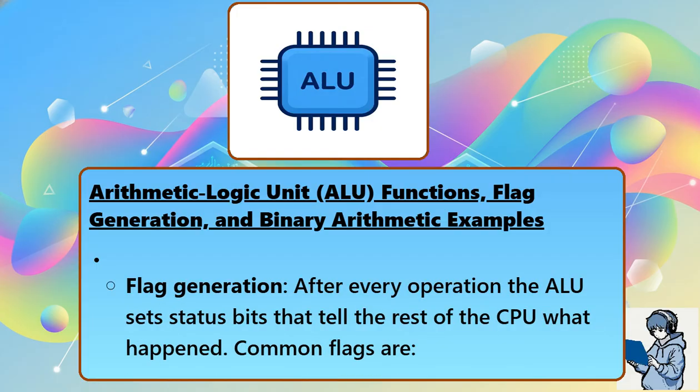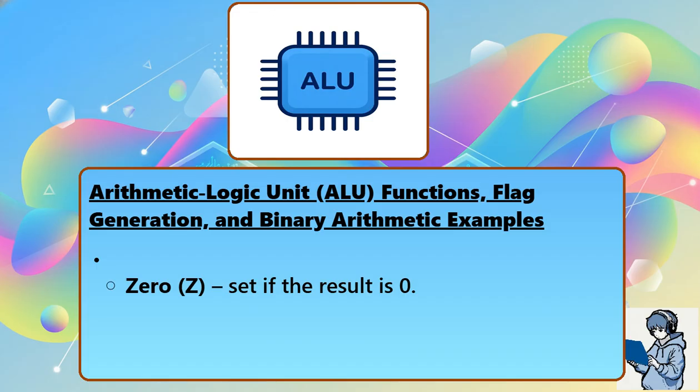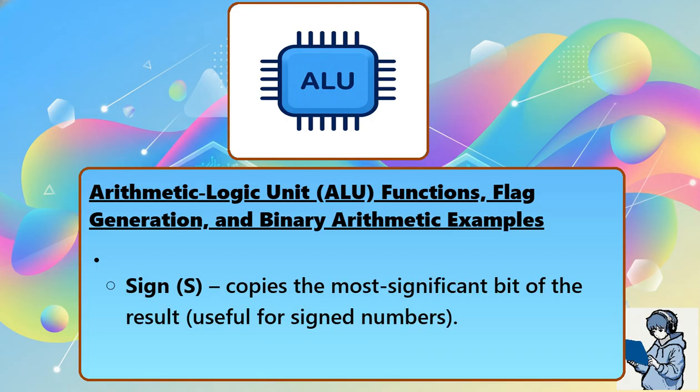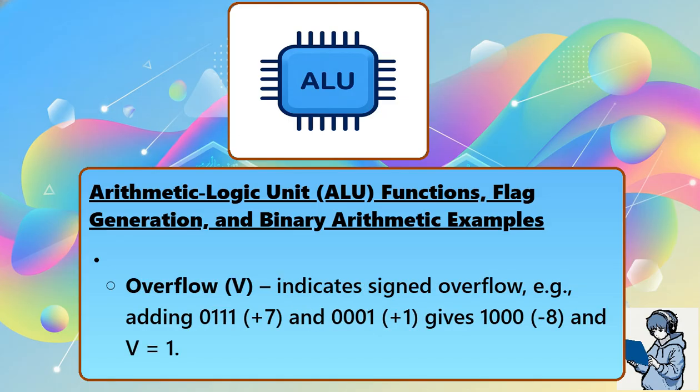Flag generation. After every operation, the ALU sets status bits that tell the rest of the CPU what happened. Common flags are: Z, set if the result is 0. Sign S copies the most significant bit of the result, useful for signed numbers. Overflow V indicates signed overflow.